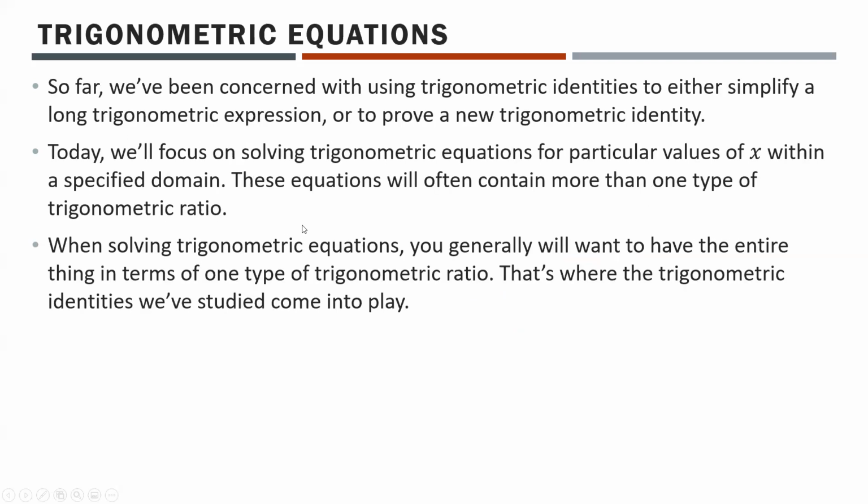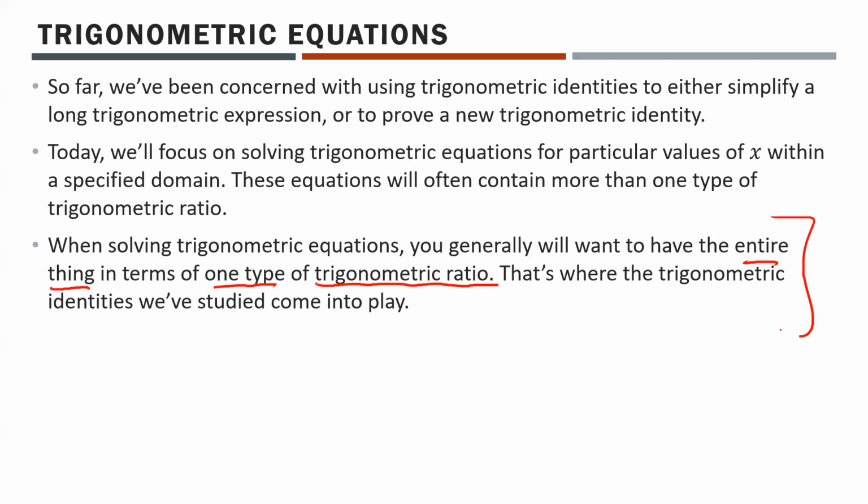So far we've been concerned with using trigonometric identities to either simplify a long trigonometric expression or to prove a new trigonometric identity. Today, we'll focus on solving trigonometric equations for particular values of x within a specified domain. These equations will often contain more than one type of trigonometric ratio. When solving trigonometric equations, you generally will want to have the entire thing, this is super important, in terms of one type of trigonometric ratio. That's where the trigonometric identities we've studied come into play.